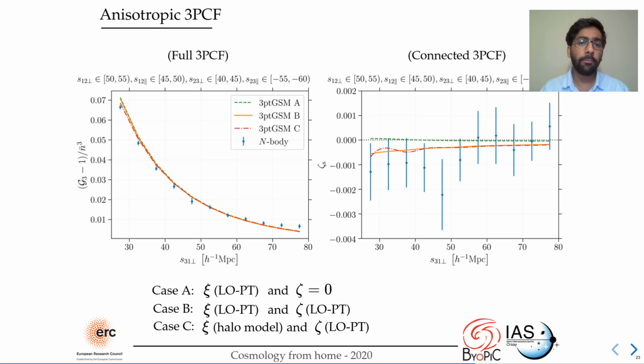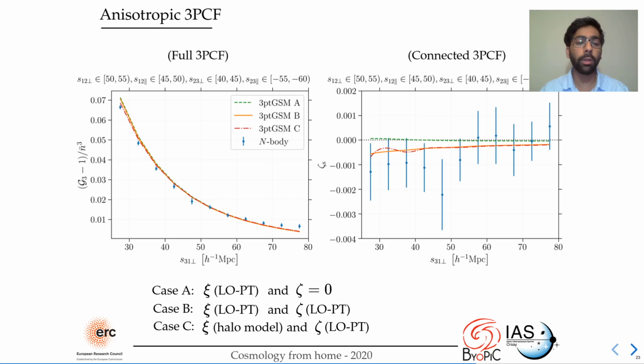We also have predictions of the 3-point Gaussian streaming model for 3 cases. The 3 cases differ depending on how we change the input of the 2-point correlation function and 3-point correlation function. In case A, we use the leading order in perturbation theory for the 2-point correlation function psi. However, we set the connected 3-point correlation function to be 0, and that's denoted by case A, while case B uses both psi and theta at leading order in perturbation theory.